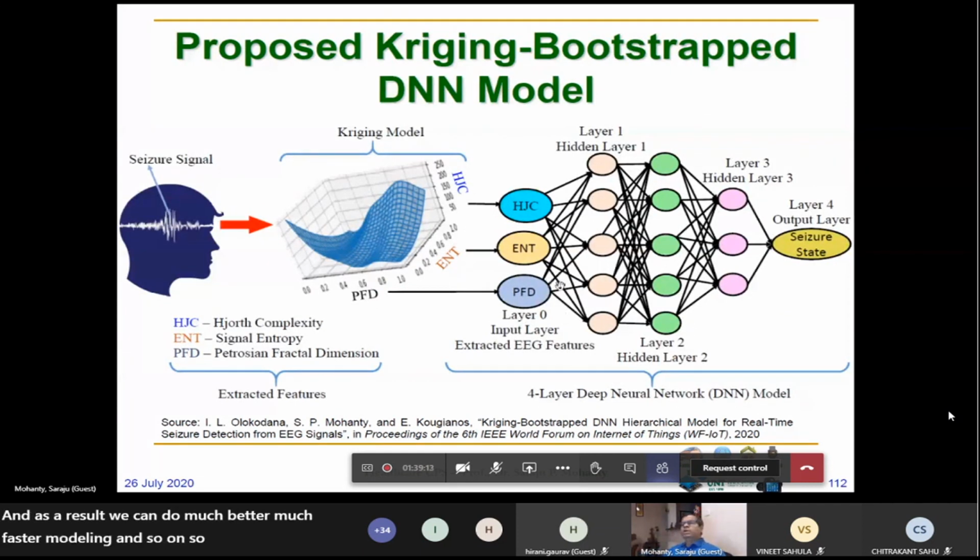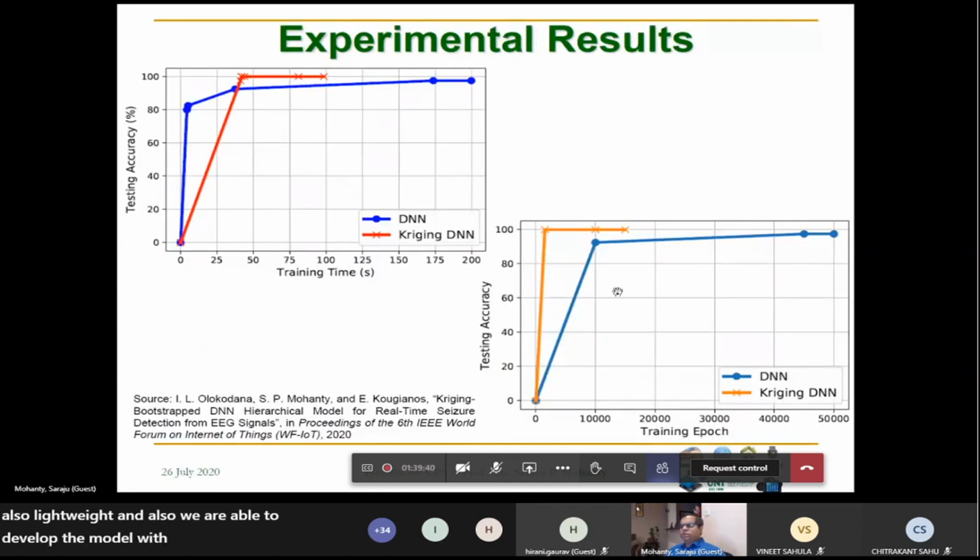So this is one idea we proposed, where initially, if we know the user data has a lot of correlation, then we can use models that capture the correlation. For example, in this case, we are using kriging initially. Then from kriging, we are training a DNN, a deep neural network model. As a result, this model is very fast and lightweight, and we are able to develop it with minimal data. We developed that model and did the comparison, and we see that it is doing very well, attaining close to 100% accuracy with very minimal samples. And training time, as you can see, has reduced significantly compared to the DNN-only model and so on.